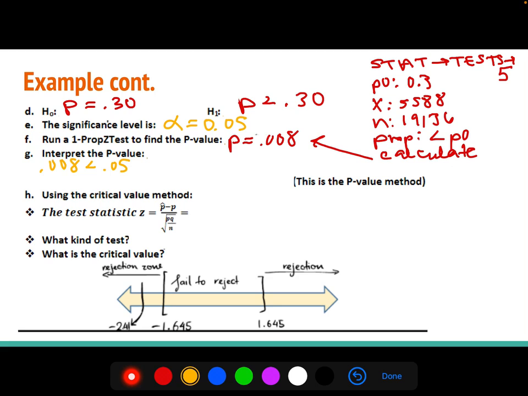Okay. Now we're going to interpret the p-value. 0.008, is that less than 0.05? Yes, it is. Since it is, we will reject the null. That means we have evidence for the alternate hypothesis.